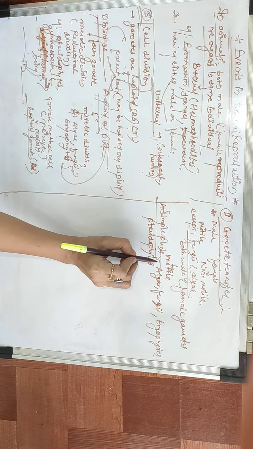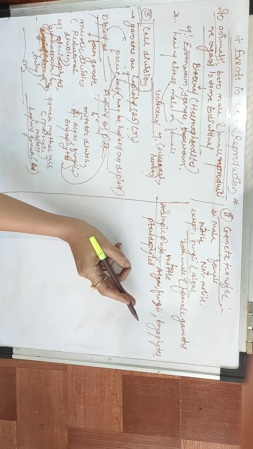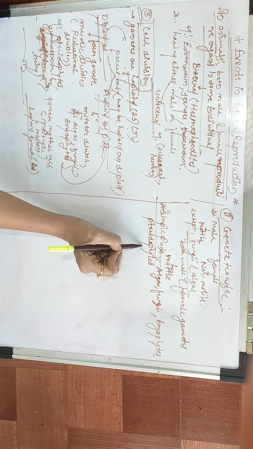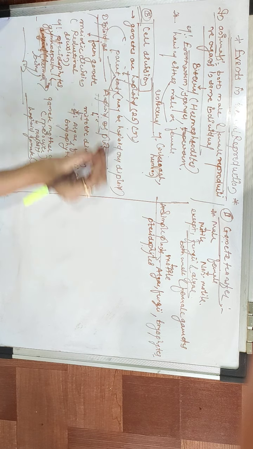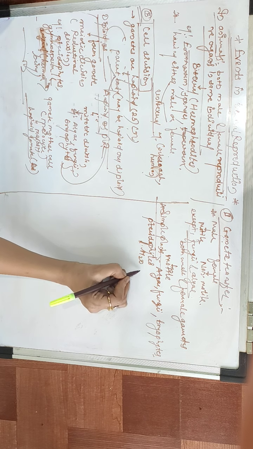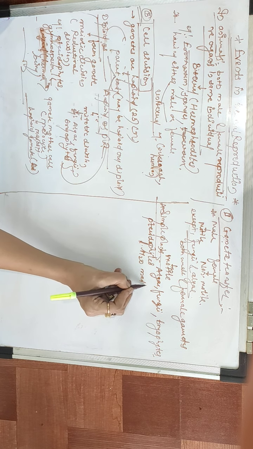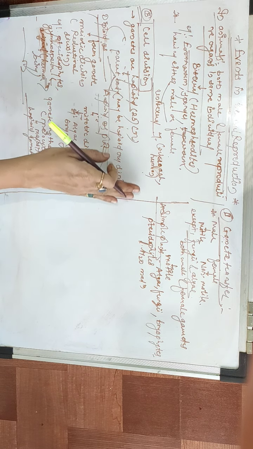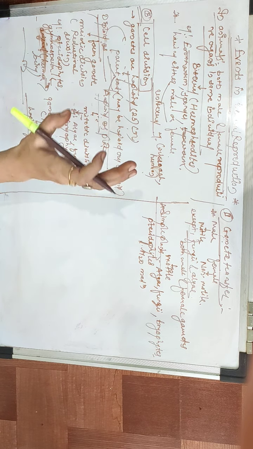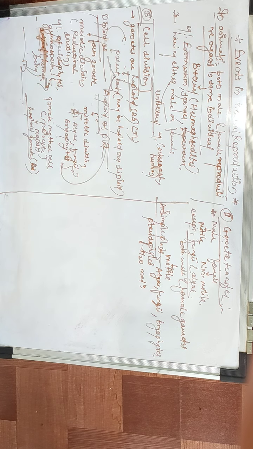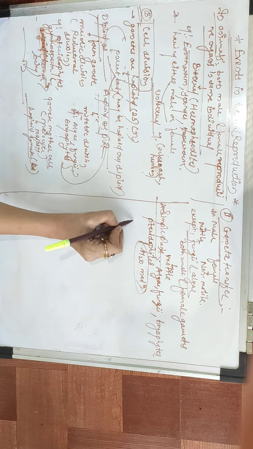Okay, so in simple plants like algae, fungi, bryophytes and pteridophytes, water is the medium. Here, only water is the medium through which male and female gametes move. It means gamete transfer takes place through this water.